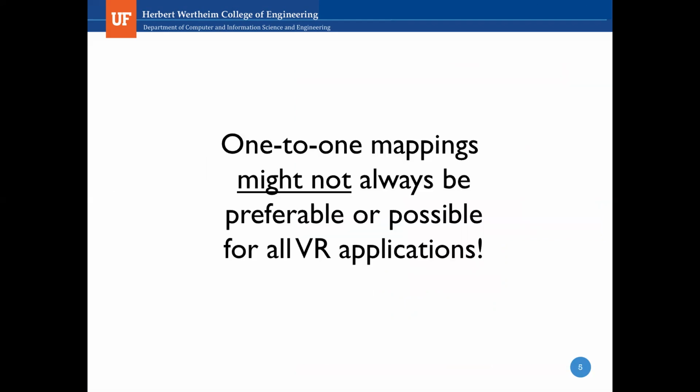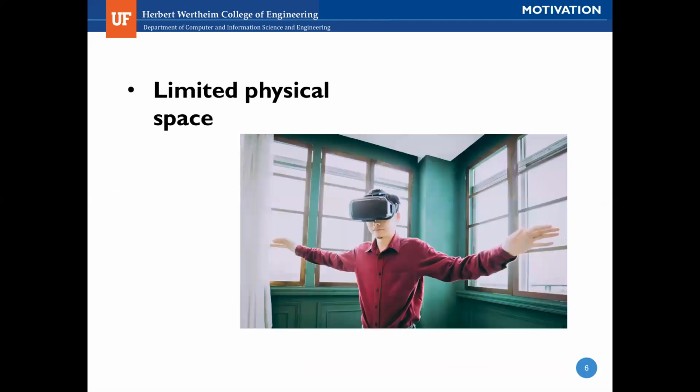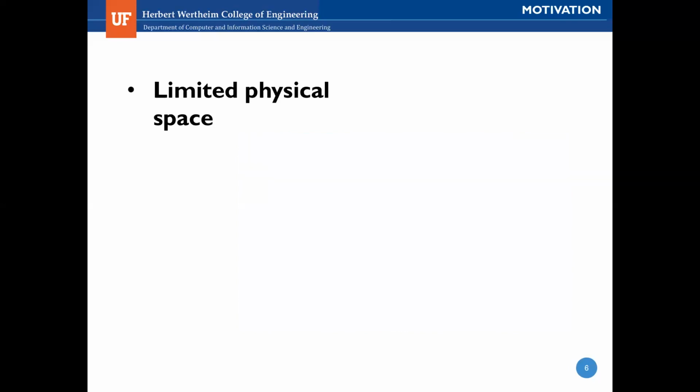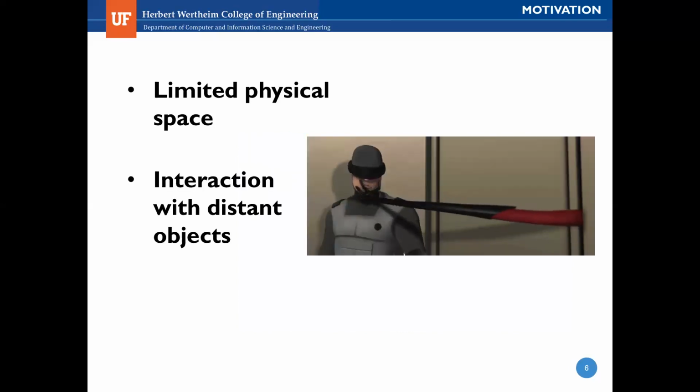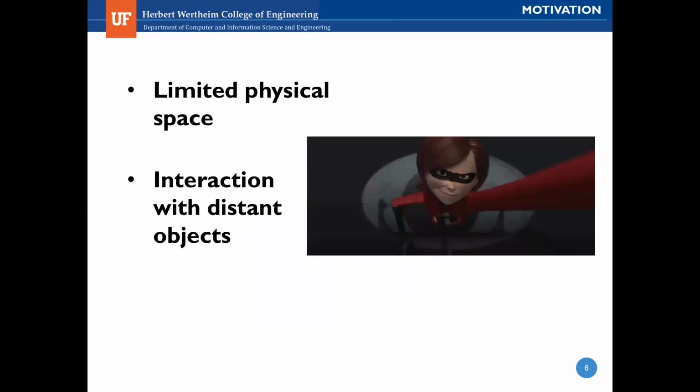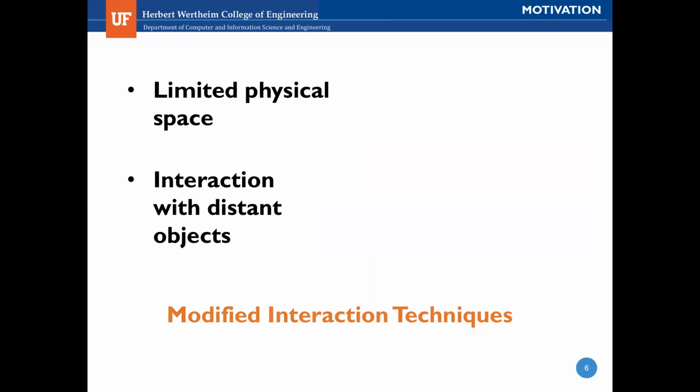However, one-to-one mappings might not always be preferable or possible for all VR applications. For example, when we have a limited physical space, we are bound by these limitations and we are not able to explore fully in the virtual world. Or when we want to interact with distant objects in the virtual world, but we are limited by the actual reach distance in the real world. To address these problems, modified interaction techniques are sometimes used.